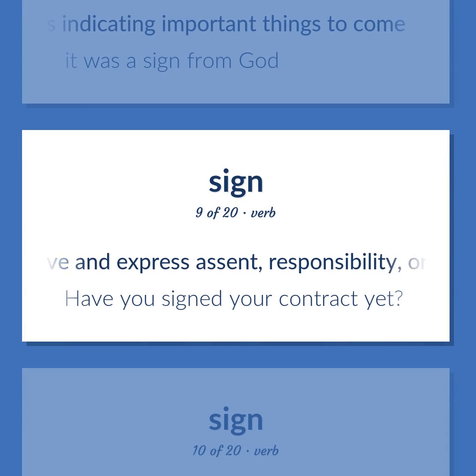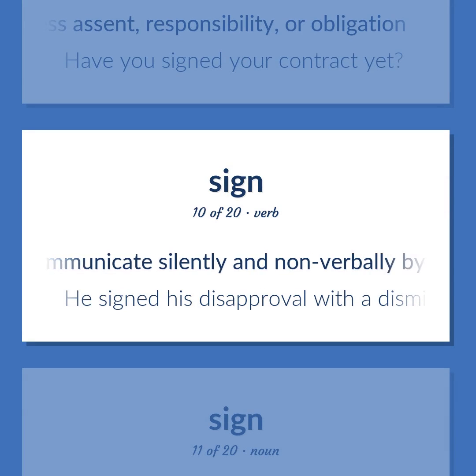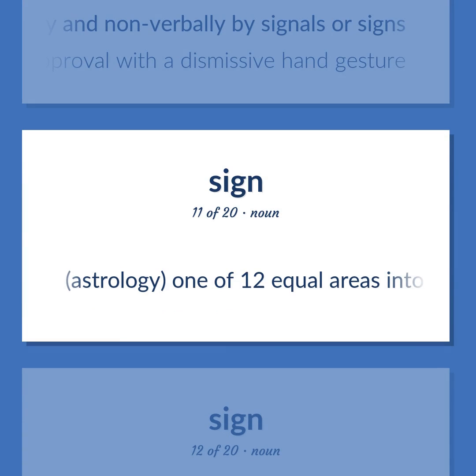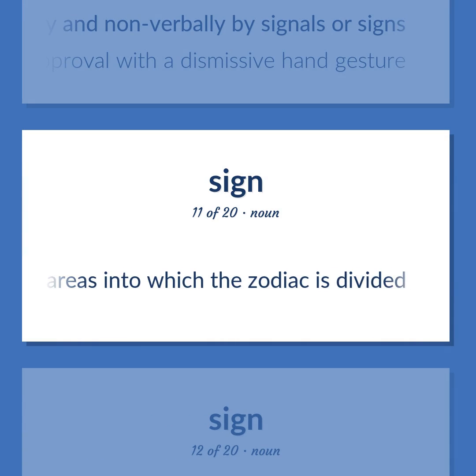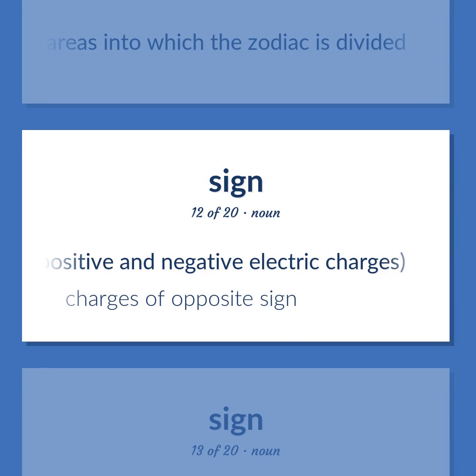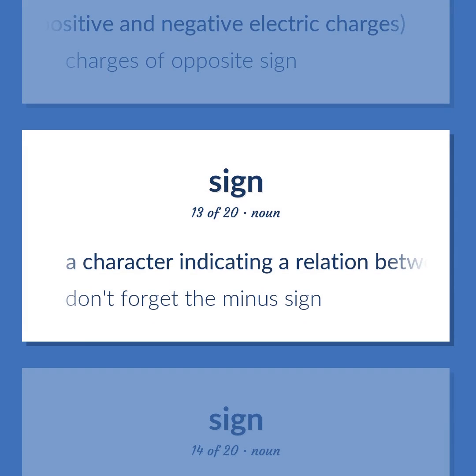Approve and express assent, responsibility, or obligation. Have you signed your contract yet? Communicate silently and non-verbally by signals or signs. He signed his disapproval with a dismissive hand gesture. Astrology, one of 12 equal areas into which the zodiac is divided. Having an indicated pole, as the distinction between positive and negative electric charges. Charges of opposite sign. A character indicating a relation between quantities. Don't forget the minus sign.